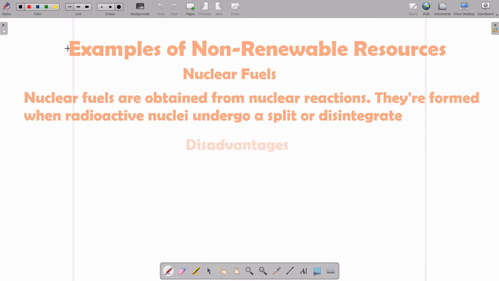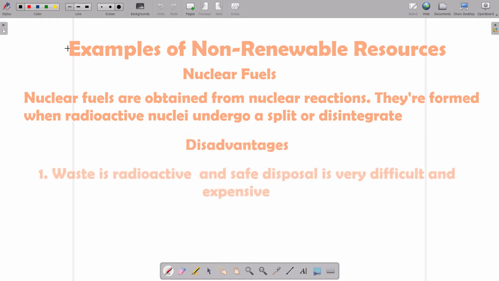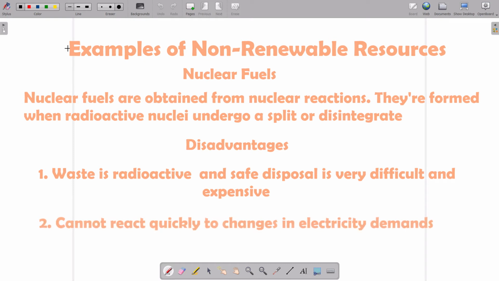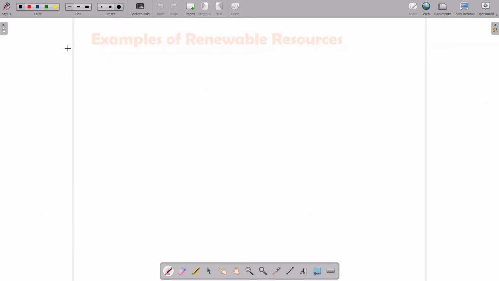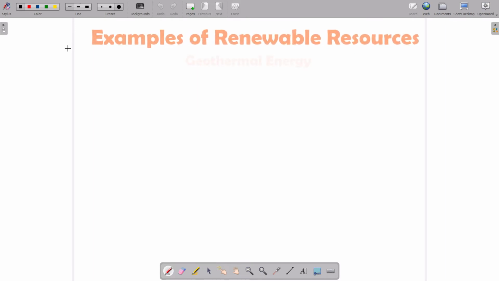Disadvantages of nuclear fuels is that the waste is radioactive, and so safe disposal is very difficult and expensive. It might even require burying it beneath the sea. Another one is they cannot quickly react to changes in electricity demands because some of these nuclear substances have very long half-lives, and so it takes a long time for them to disintegrate to produce fuels. We'll talk more about it when we get to atomic and nuclear physics.